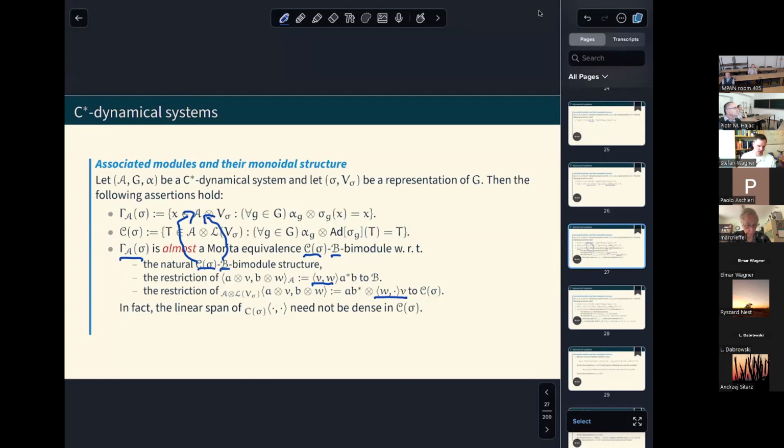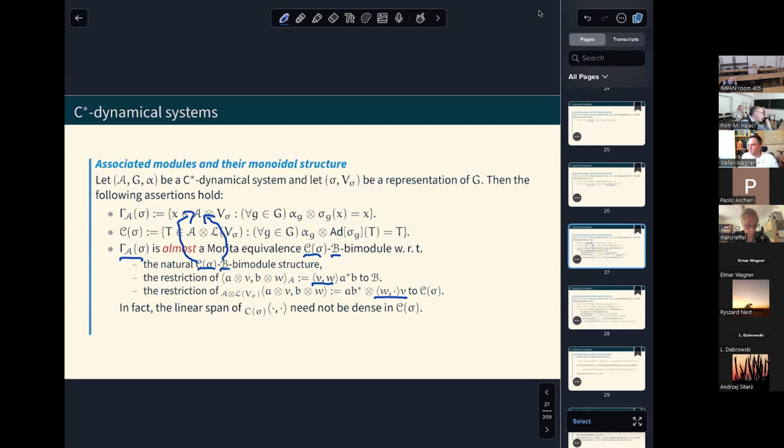So now I have to explain what almost means. Almost means here that the linear span does not need to be dense. Whenever you start with a C-star dynamical system, it's not clear that this is a dense subspace. Or since it's unital, it must actually be everything. But in general, this is not clear. So this is the missing condition.